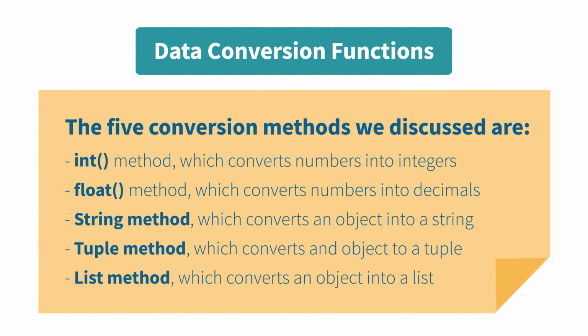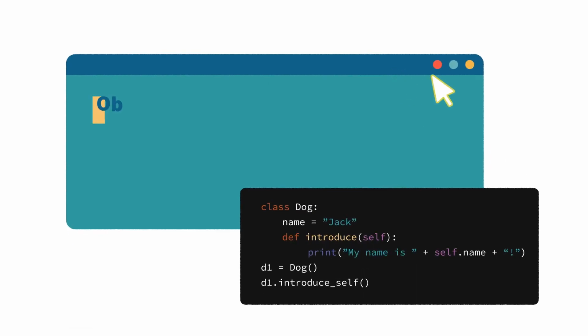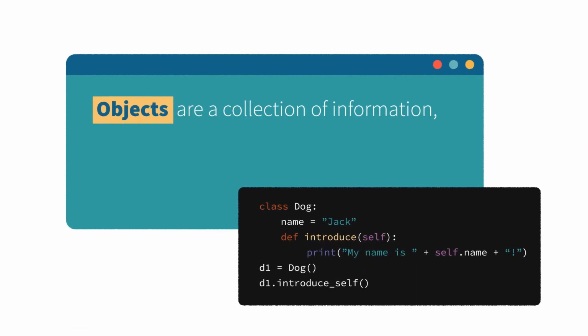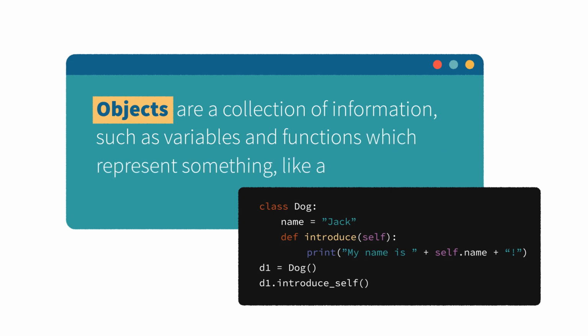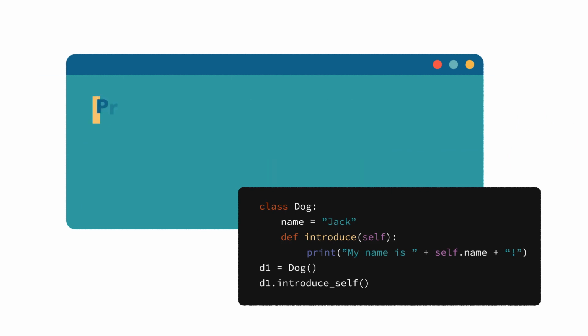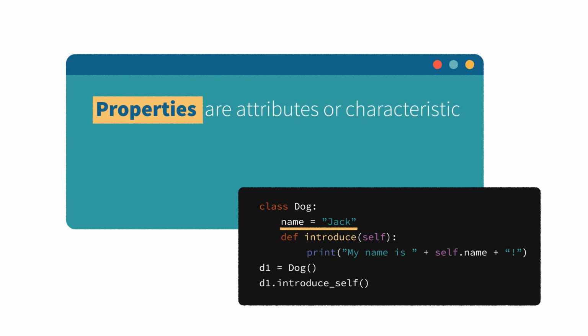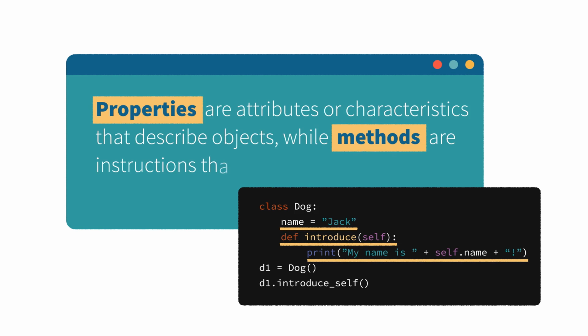We learned about objects, properties, and methods too. Objects are a collection of information, such as variables and functions which represent something, like a person. Properties are attributes or characteristics that describe objects, while methods are instructions that allow an object to perform a task.